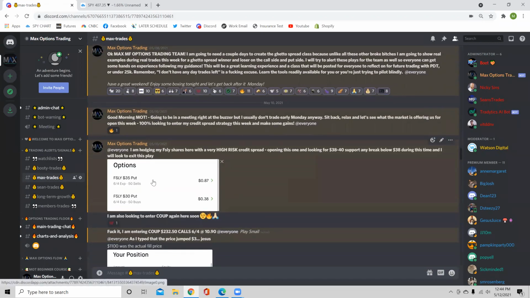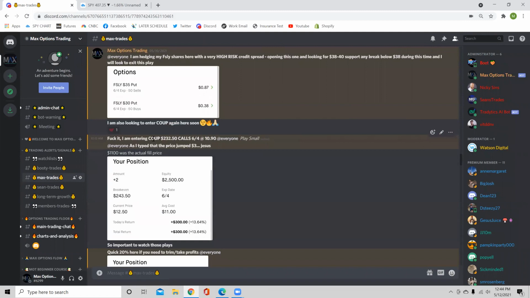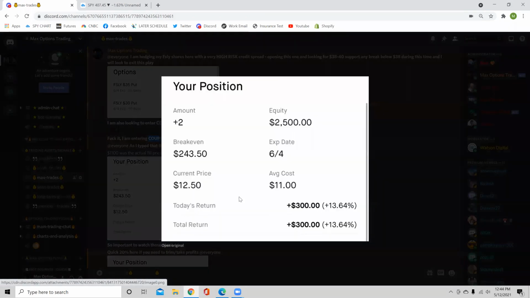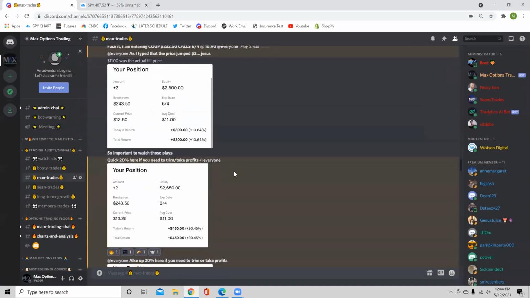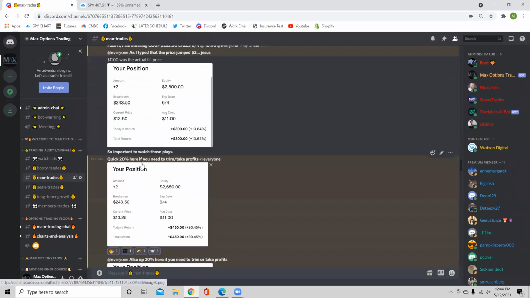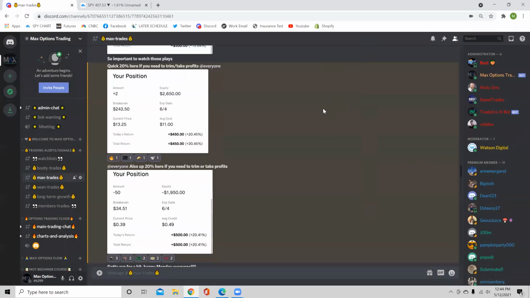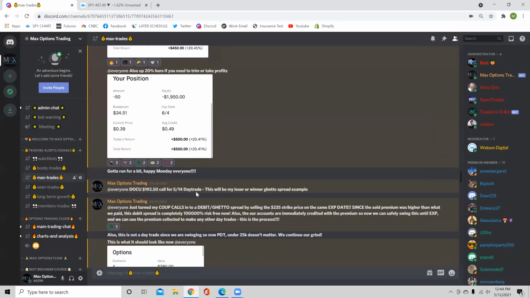So here's the first play right here. I entered Coop 232 calls for 6-4 at 10.90. All right, I actually filled at 11 here. So you can see here I filled at 11. I told the team it's at 20%. You can take and trim profits here. No reason to be greedy, right? Up 20% on another play.